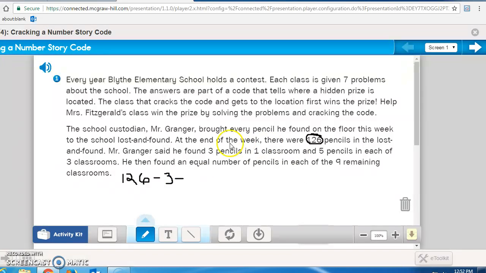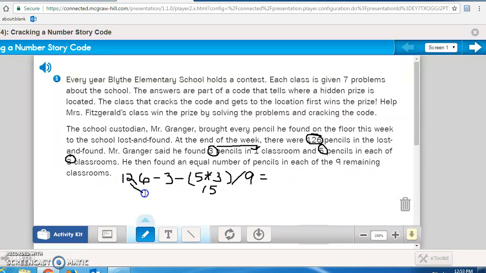And then he found, and this is where I'm getting this information, and then he found 5 pencils in each of the 3 classrooms. Again, I'm subtracting 5 pencils in the 3 classrooms. And then what did he find in each of the remaining 9 classrooms? Well, then I'm going to divide it by 9. So I'm going to do what's in parentheses first. 5 times 3 is 15.